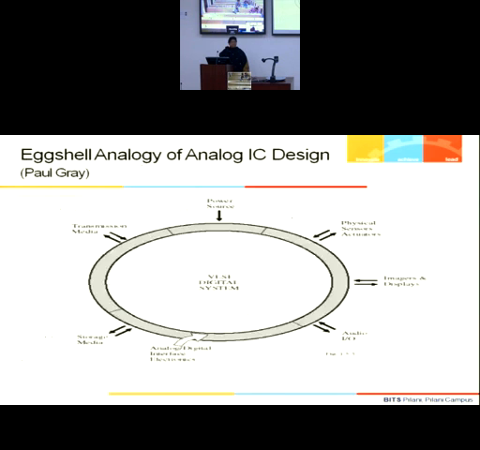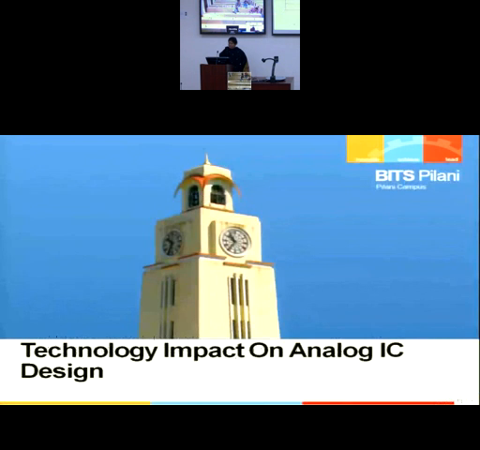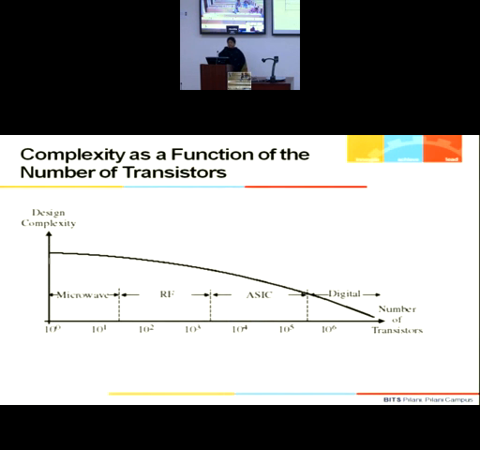So this is the eggshell analogy. Fine. So this I have discussed already. These are some of the trends that people have found over the years. Okay, so design complexity, can you see? Depending on the application, design complexity changes.